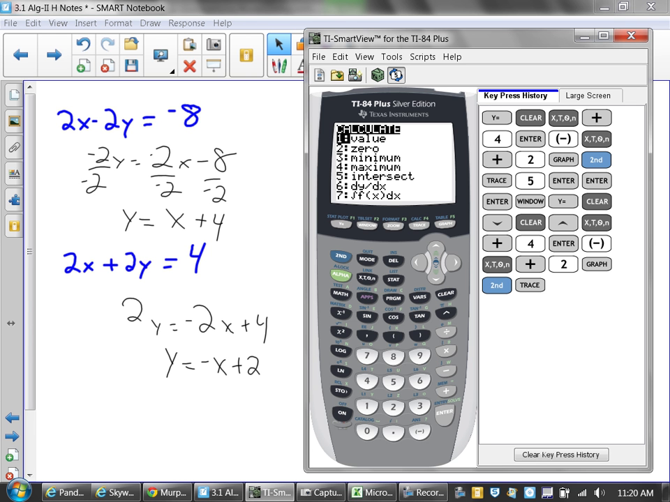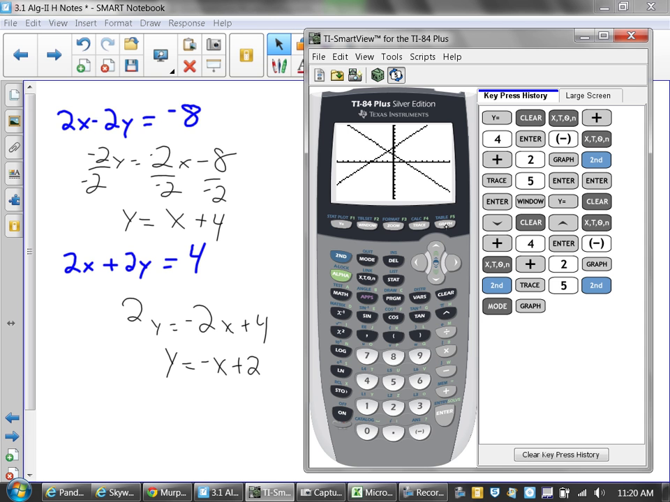One of the options on the screen now is the intersect, number 5. Everybody see that? Intersect? Hit 5. Once again, let me back out. I'm at the graph. Second trace, number 5.